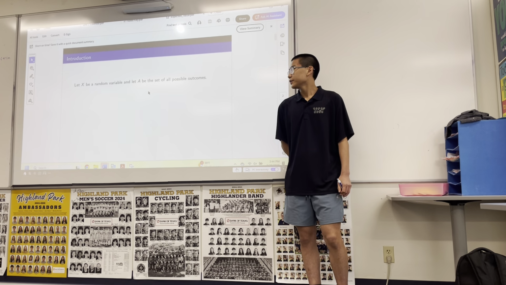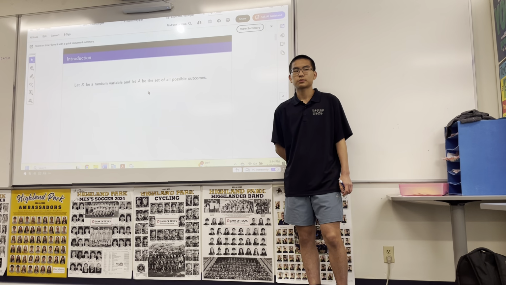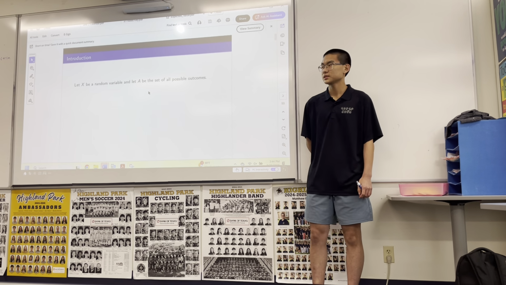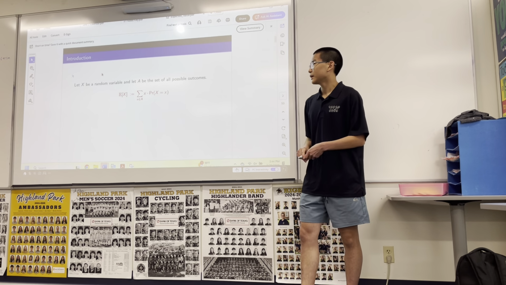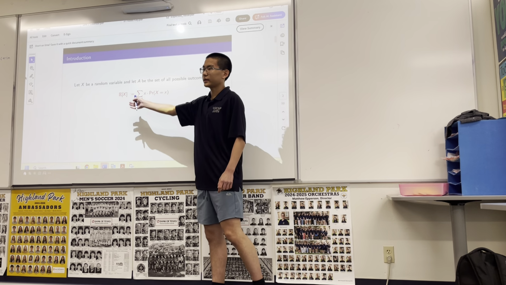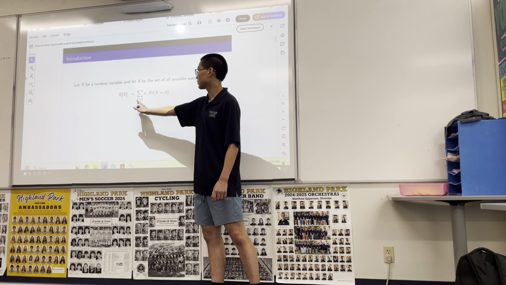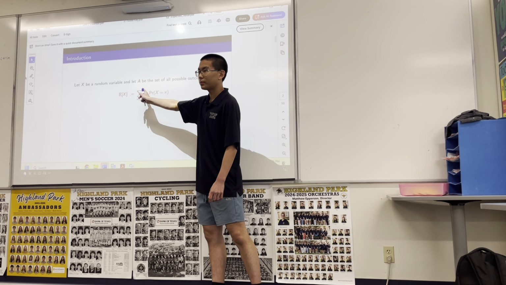So the expected value of a random variable x is equal to the sum over all outcomes of the value of the outcome times the probability of that outcome. Written in symbols, this is the following. Now I wanted to make a note about something. This is one way to write the definition of the expected value. X times the probability of x, the sum over all x. A is the set of all possible outcomes.